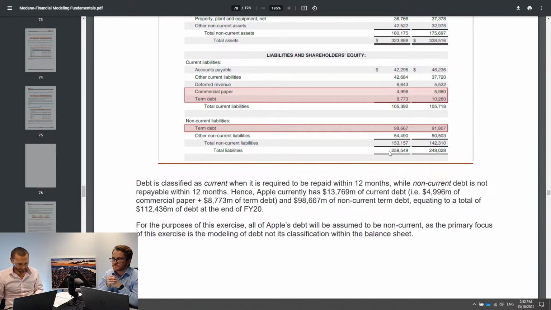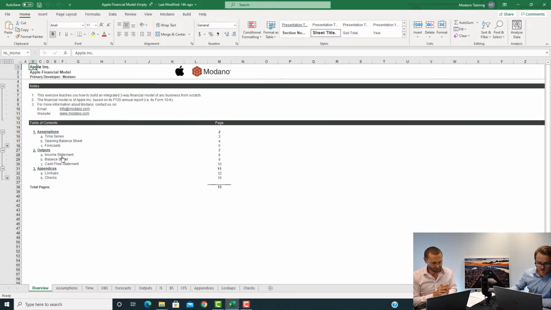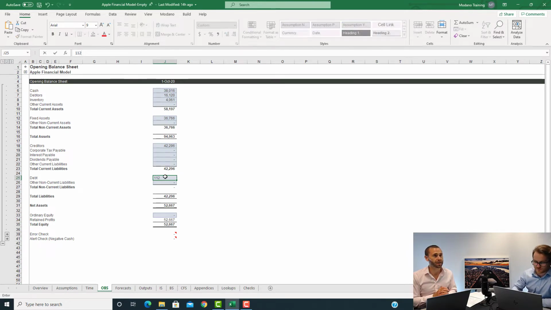So we've got 98. So we've got 112. I think we've got 112 total, right, at the end of FY20, and we're going to roll them all together. Okay, so let's go into our opening balance sheet in the model, and let's include as debt in J25 the 112,436. J25, 112,436. Perfect.